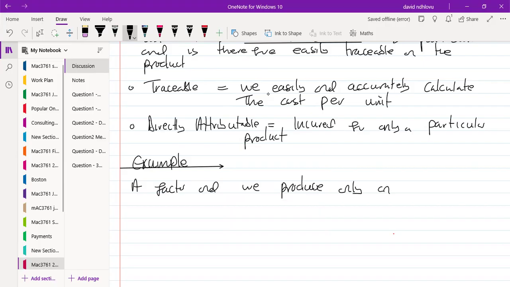only one product. So we have a factory, that particular factory, we only produce one product. Let's say we've got a rent expense.